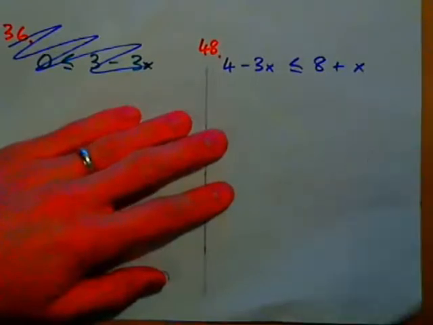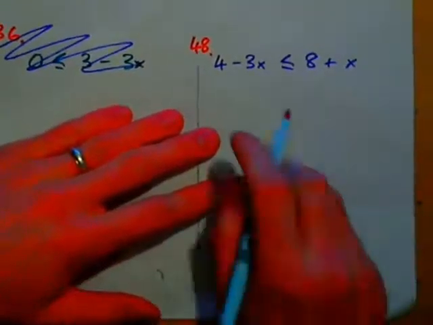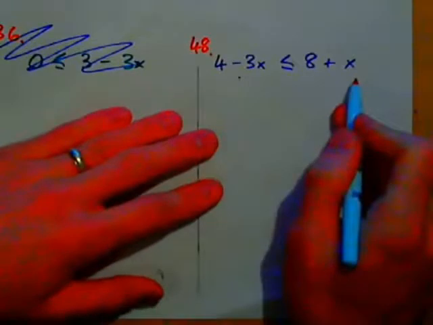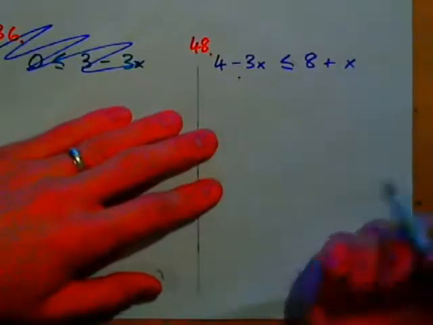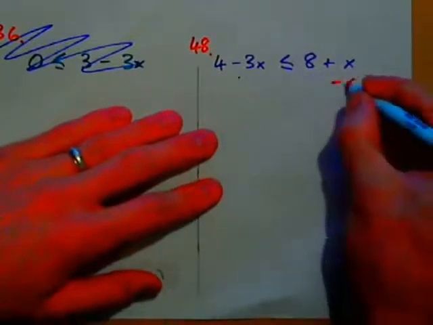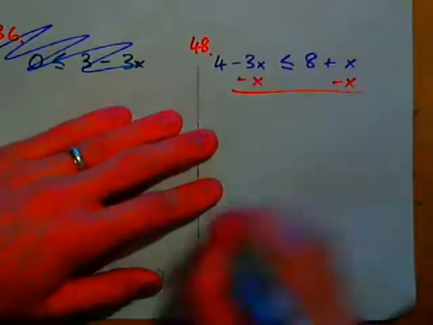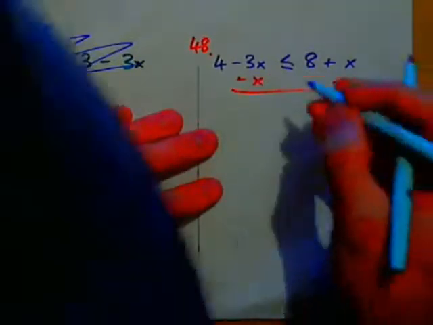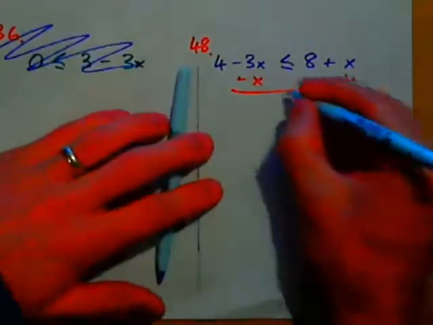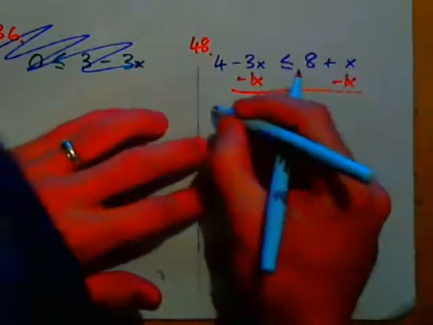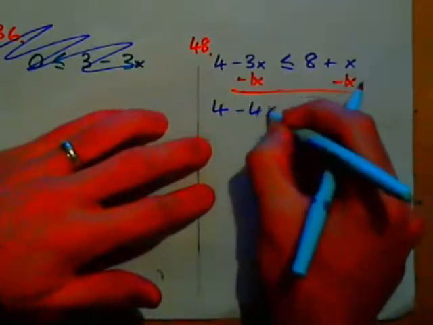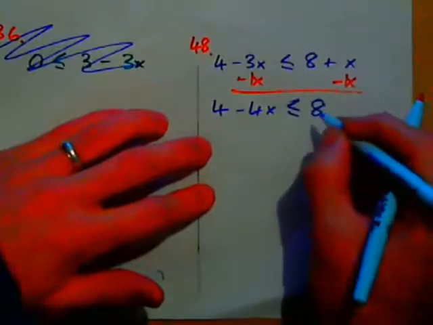And there's lots of ways of solving it. My instinct would be to add 3x to both sides to keep my x's positive. But for fun, let's go ahead and subtract x from both sides, just so we can divide by a negative again for one more go on the video. Okay, so we get 4 minus 4x is less than or equal to 8.